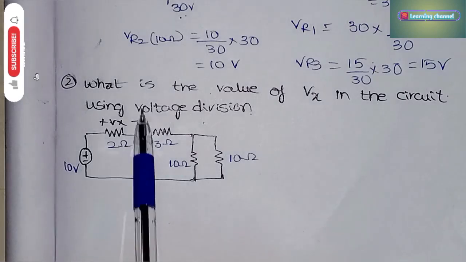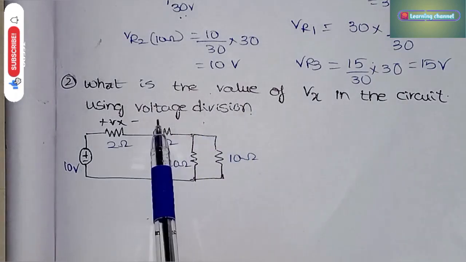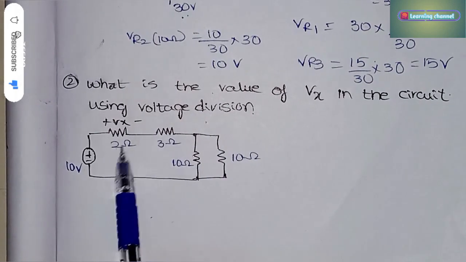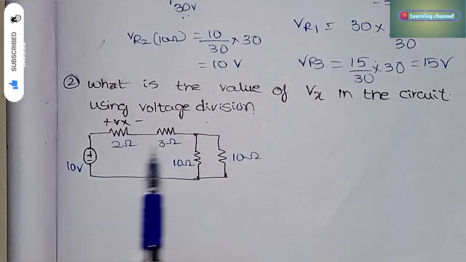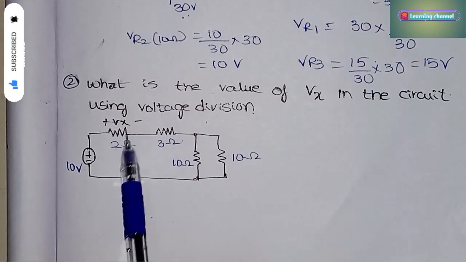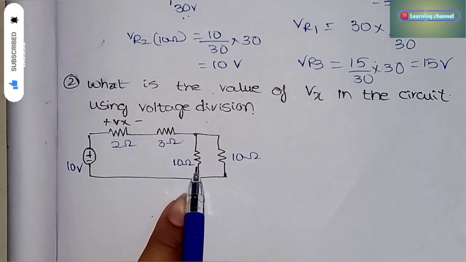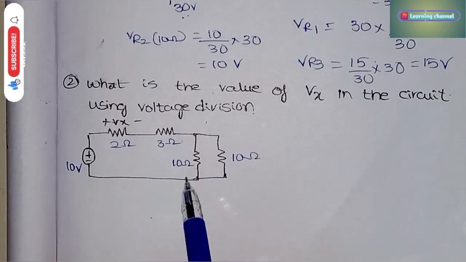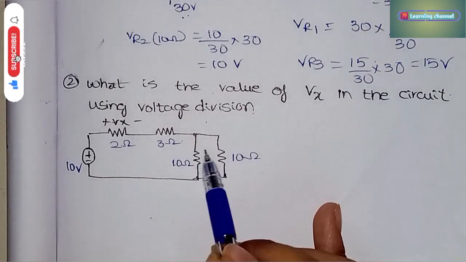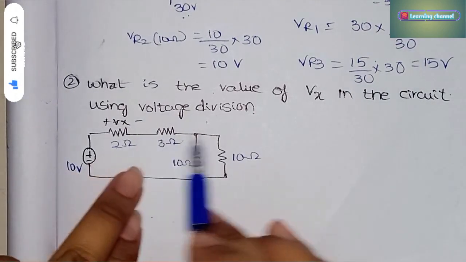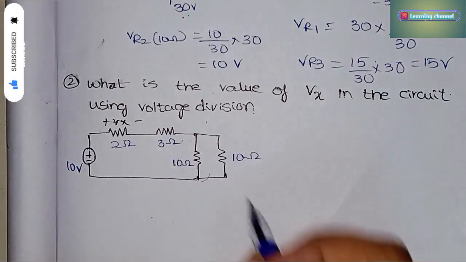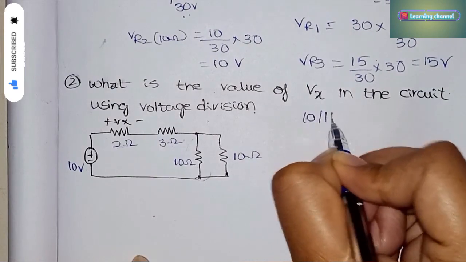So this is the second problem. What is the value of Vx in the circuit using voltage division? Here we have a 2 ohm resistor and a 3 ohm resistor, and these are in series, so the voltage will divide. Here, if you see, these two resistances are in parallel. So we have to make them an R equivalent so that these three resistances are in series. Firstly, 10 is parallel to 10.